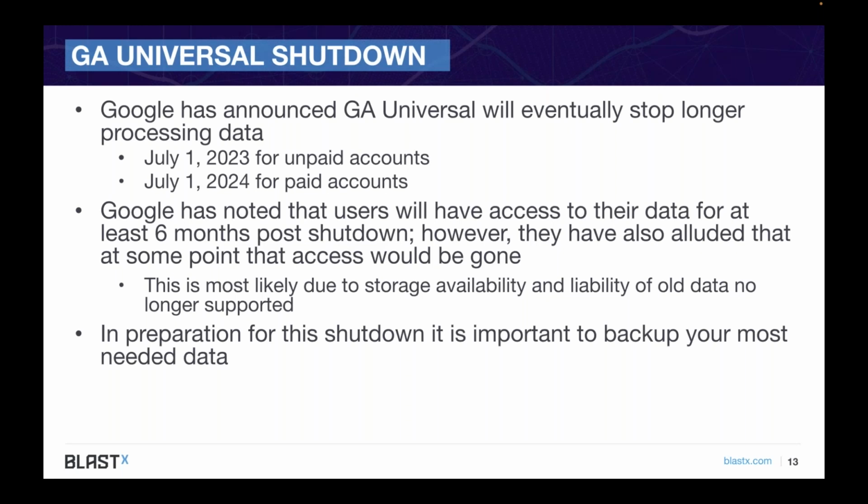And so once the shutdown happens, Google has noted that users will have access to their data for at least 6 months post shutdown. However, they've also alluded that at some point that access will go away. Some people might wonder, why are they saying I'm not going to have access to my data after 6 months or 7 months or whatever it may actually be? It's most likely due to storage availability and the liability of old data that's no longer supported. So while they're saying, yes, you're going to have access to your data after the shutdown, there is going to be a point in time where your GA Universal data that you have stored right now will be gone and you will not be able to access it.